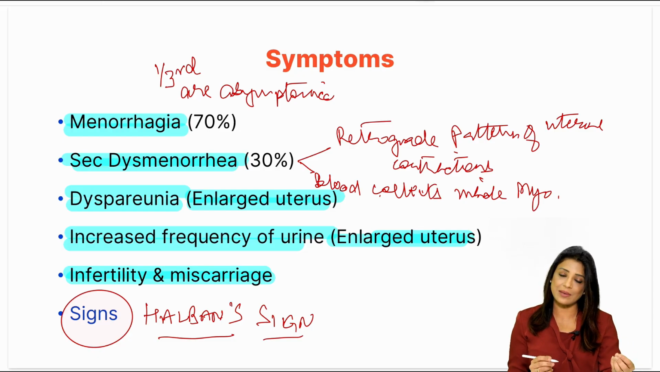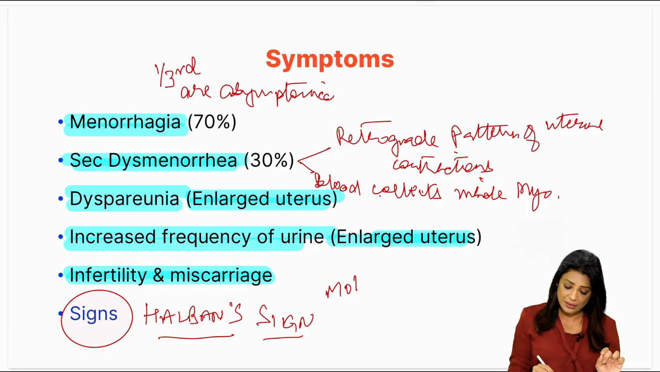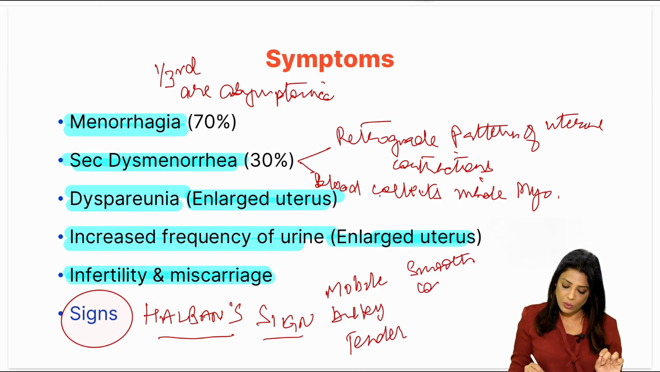So Halban sign means a mobile, tender uterus which is boggy, bulky, but has a very regular contour because there is no lump inside, plus there will be no adhesions. Endometriosis externa will have adhesions, but endometriosis interna, when it is inside the uterus, will show no adhesions. So it will be a mobile, bulky or boggy, tender uterus with a smooth contour.